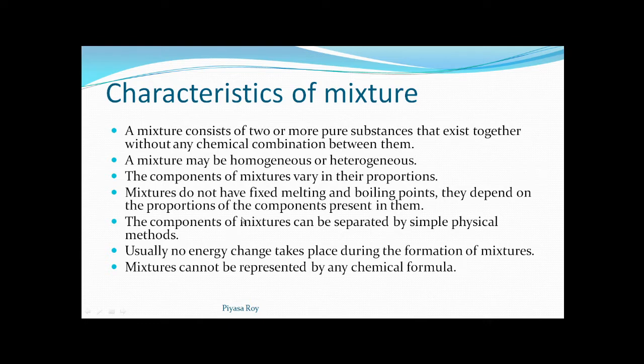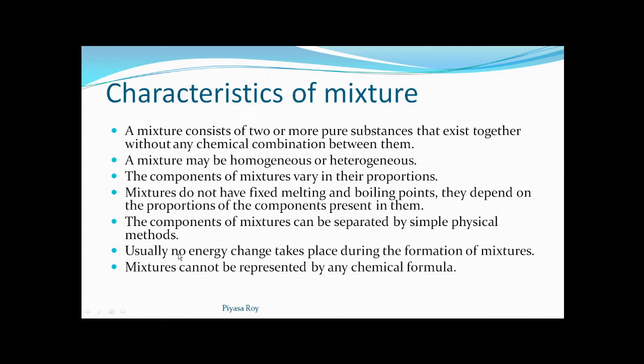The components of mixtures can be separated by simple physical methods. Simple physical methods may be boiling or freezing or evaporation. So these are simple physical methods. By these methods we can separate the components of a mixture. But we cannot do that for compounds. To separate the components of a compound, we have to use chemical methods.